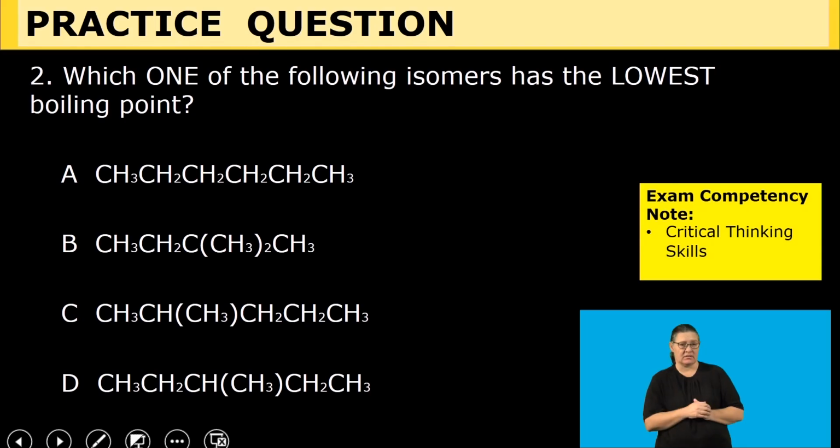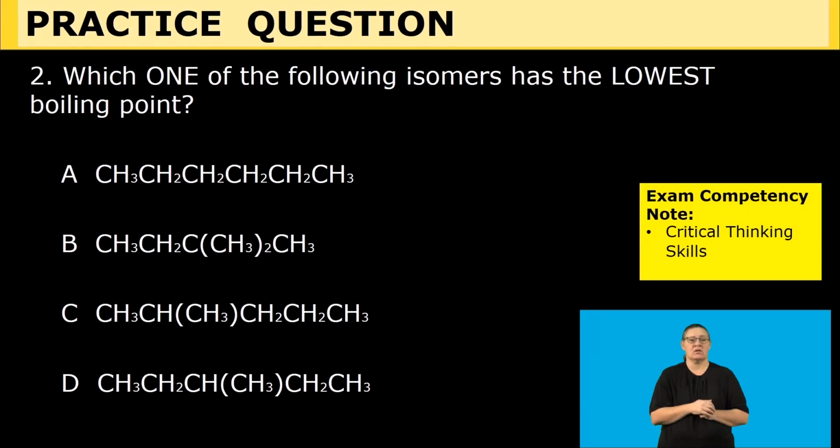The next question says, which one of the following isomers, remember, isomers have the same molecular formula, but we can have three different types of them. They could have a different chain length, different functional group, and also different position of the functional group. So we have chain isomers, positional isomers, and functional isomers. Here we are asked about the one that has the lowest boiling point.